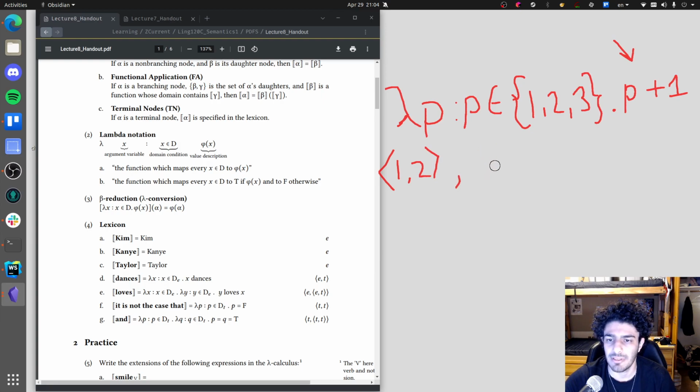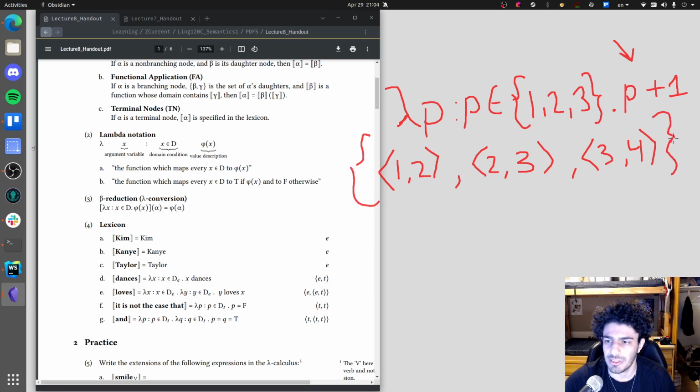Then we have 2 and 3, and finally 3 and 4. That's what this statement says. For right now, we don't know what our input is. So this is the set of possible ordered pairs that we have by this function. These are all the value pairings that we can ever have with this function.